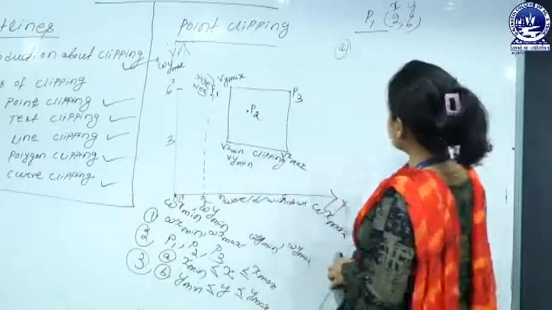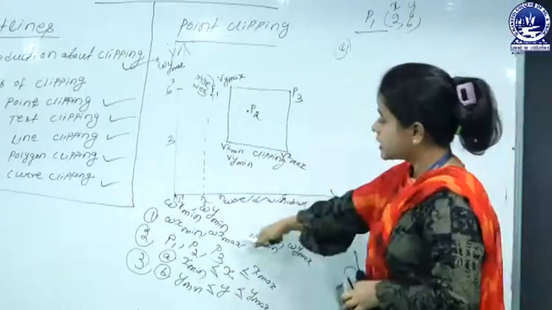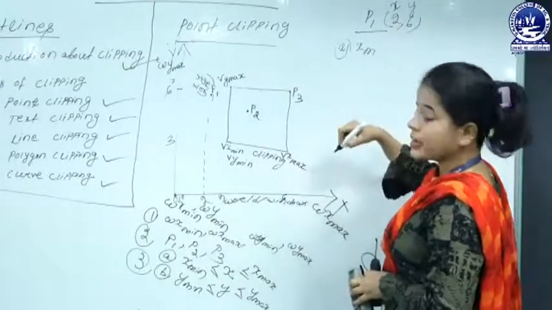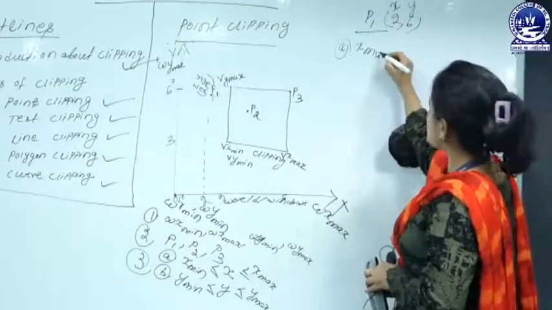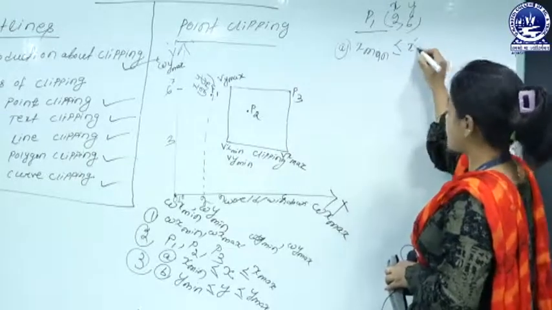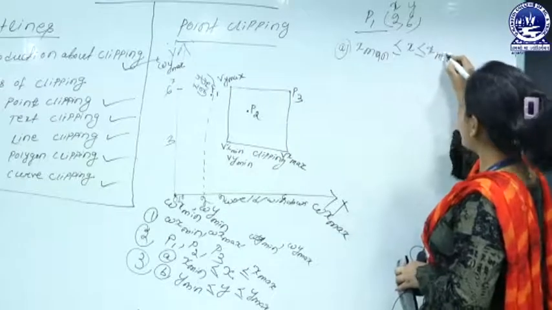Okay, so now to check by using the first constraint. The first constraint to be represented is x minimum is less than or equal to x, and also that to be less than or equal to x maximum.